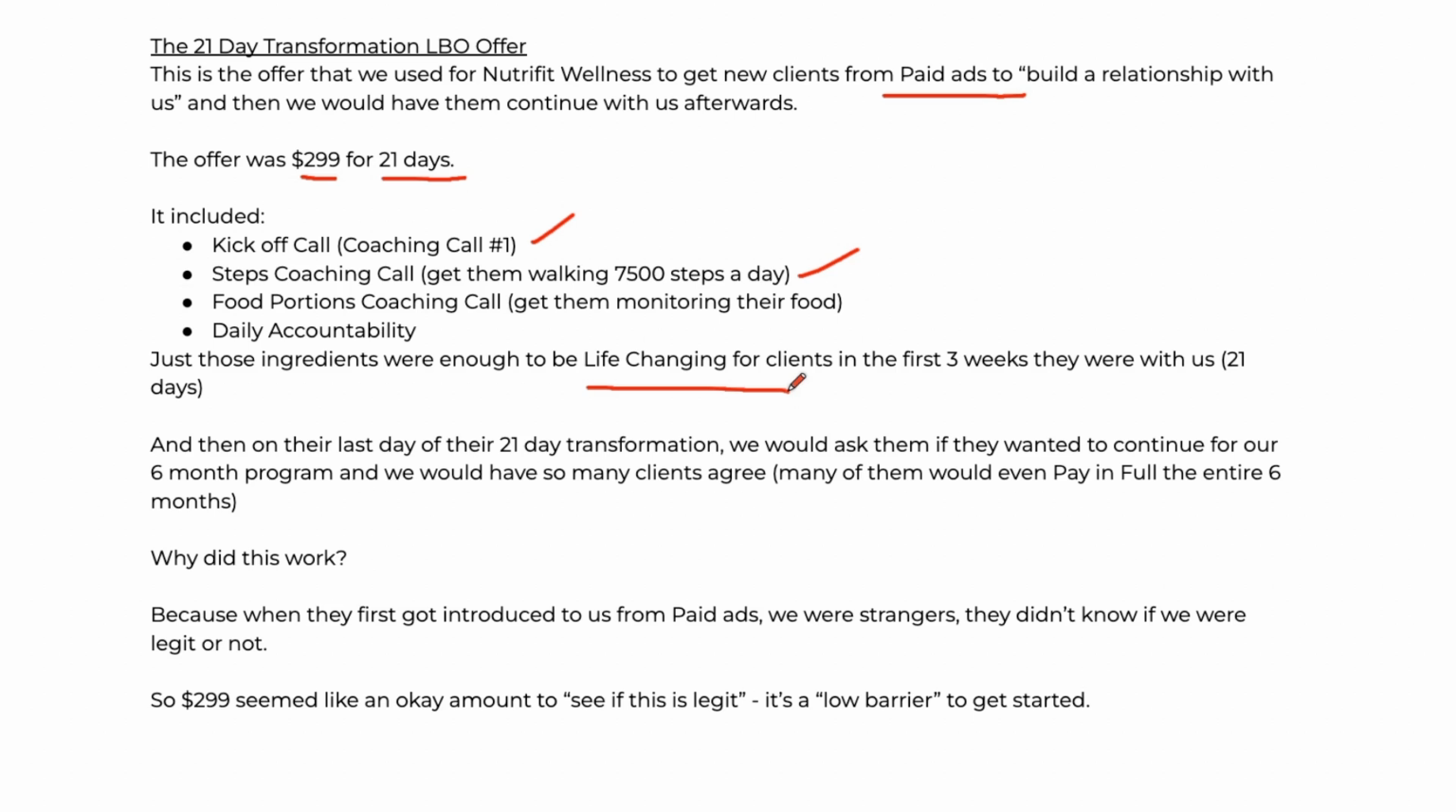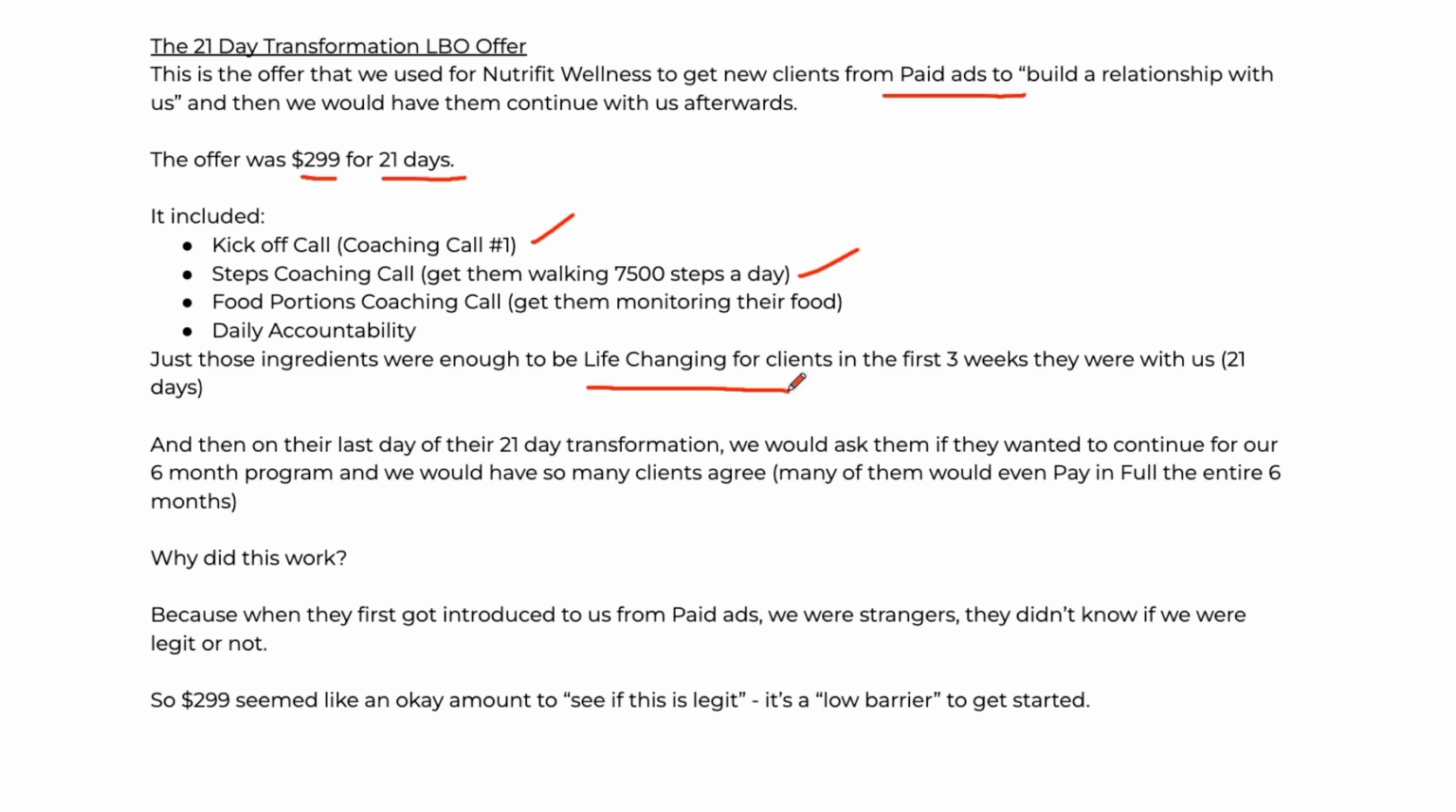And then on the last day of their 21-day transformation, we would ask them, hey, do you want to continue for the 6-month program, for the 3-month program, whatever it might be? And we would have so many clients that would agree to that, right? And many of them would even offer to pay in full, because we had a paid in full discount, right? It's like, hey, if you pay the entire 3 months or 6 months up front, then you're going to get a discount off of that.